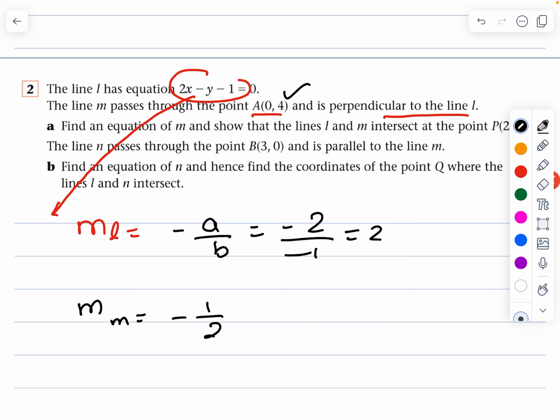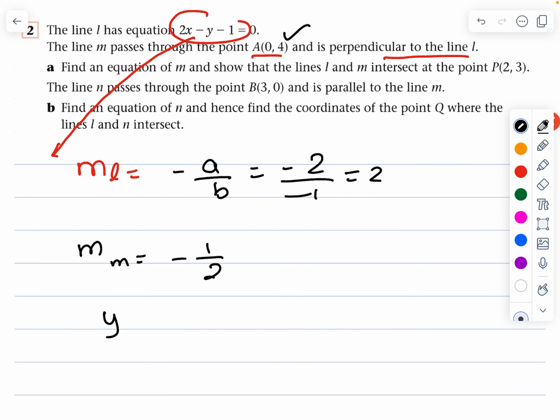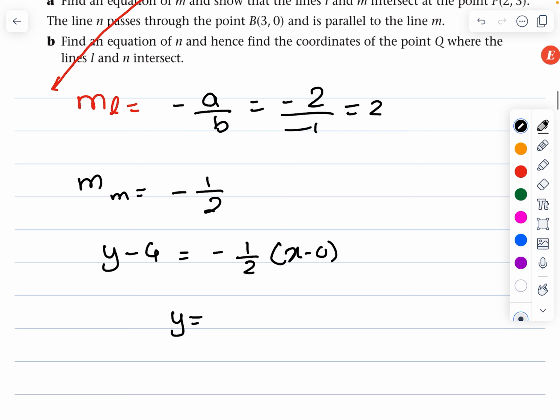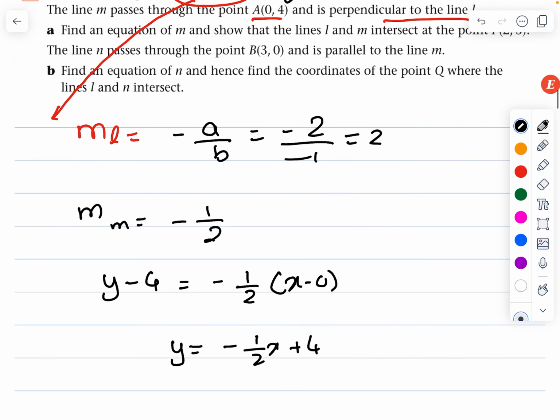Passing through (0, 4), the equation will be y minus y1 equals m times x minus x1. So what will be the equation? y equals -half x plus 4. That is the equation of M.